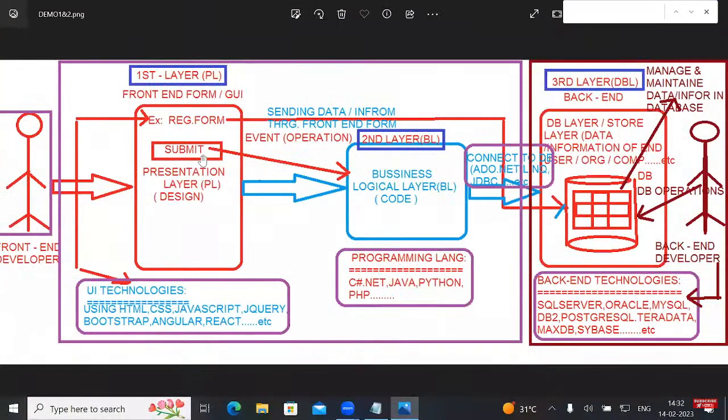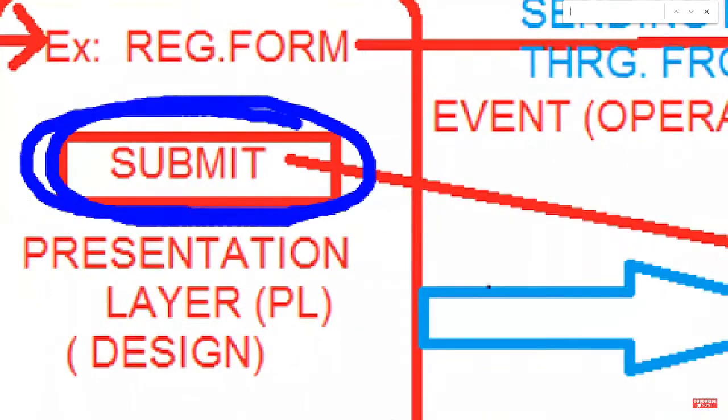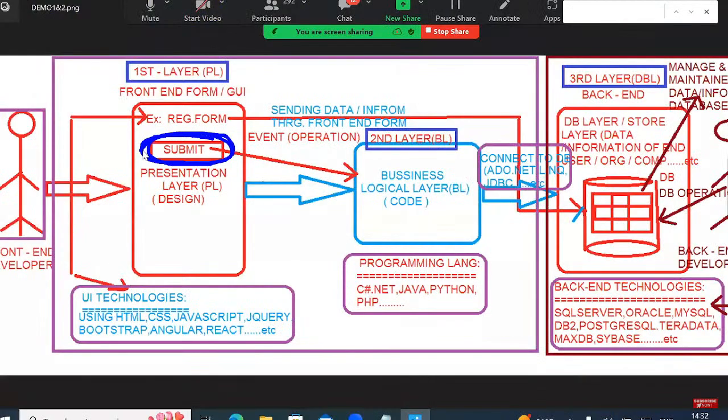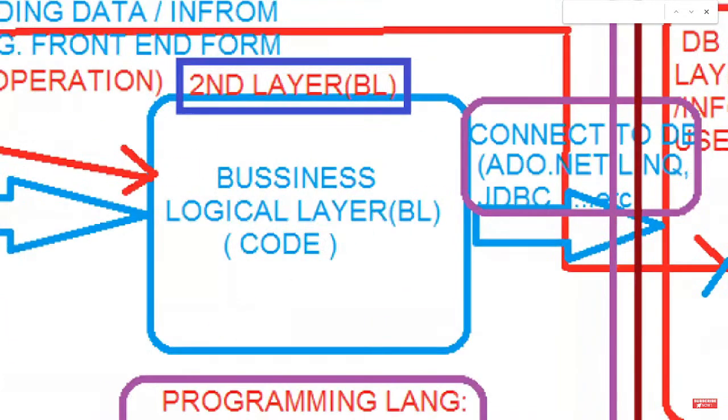But at this designing level we are just designing, and we are not writing any logical code. In the design, I have given a submit button. This submit button will perform some action, so compulsorily we need to write some logic. For example, submit button logic, login button logic, change password button logic, view button logic. Where do you write these logics? You write them in another layer, called the business logical layer.